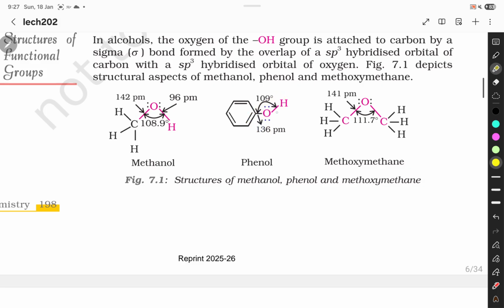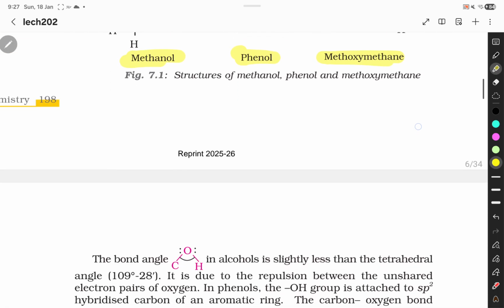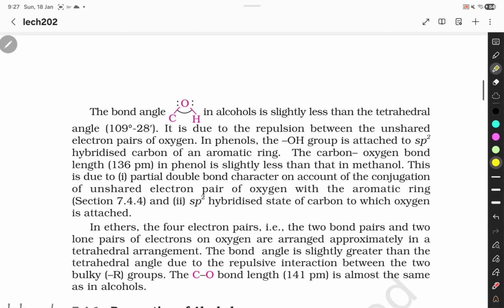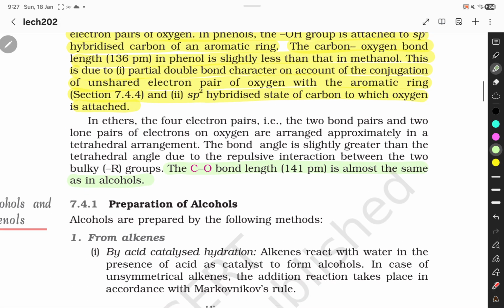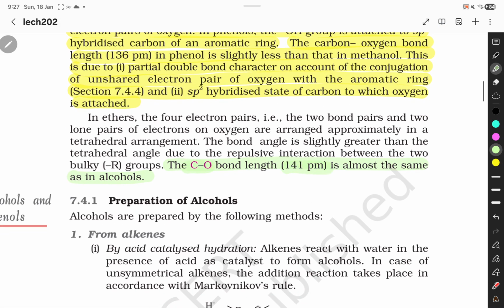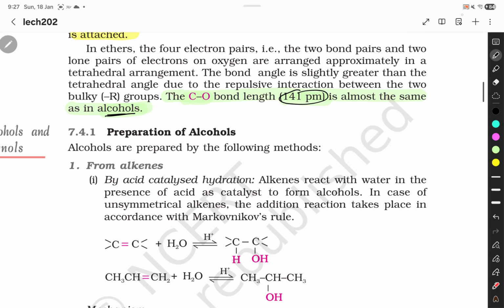We need to know the bond angles, right? The COH bond angle in alcohol is 109 degrees. Methanol is 108.9, which is almost 109 degrees, and methoxymethane it is higher, which is 111.7. So as you guys can see, the CO bond length is almost the same as in alcohols for what do you say, this ether. Okay, ethers you can easily mark.